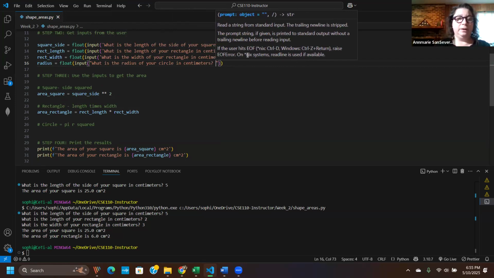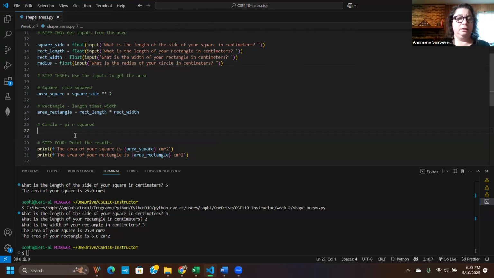Question mark. Okay. And then area circle equals. Now you have a couple of options on how you can do this. Because we can just say 3.14 for the pi, which is a common abbreviation for pi, or we could use the math. We could use the actual pi, the whole long one.